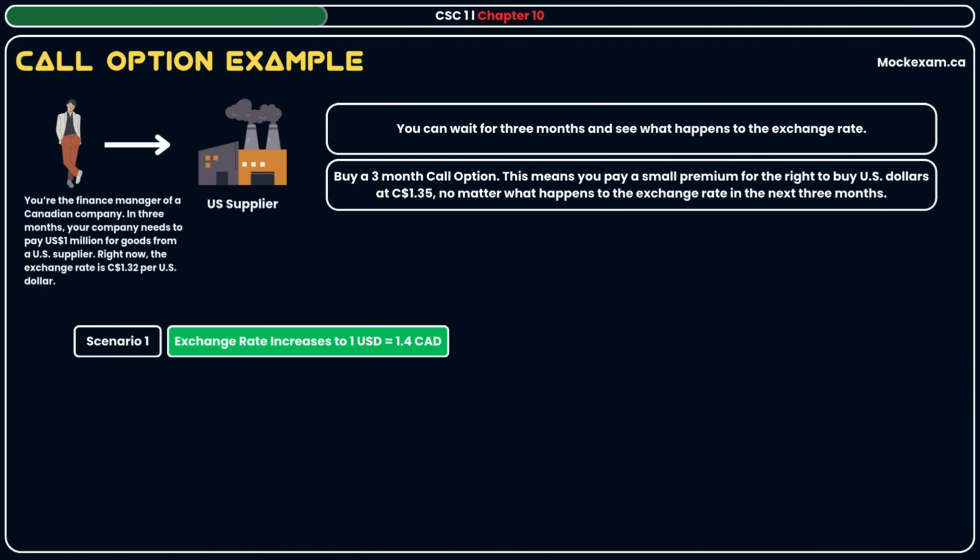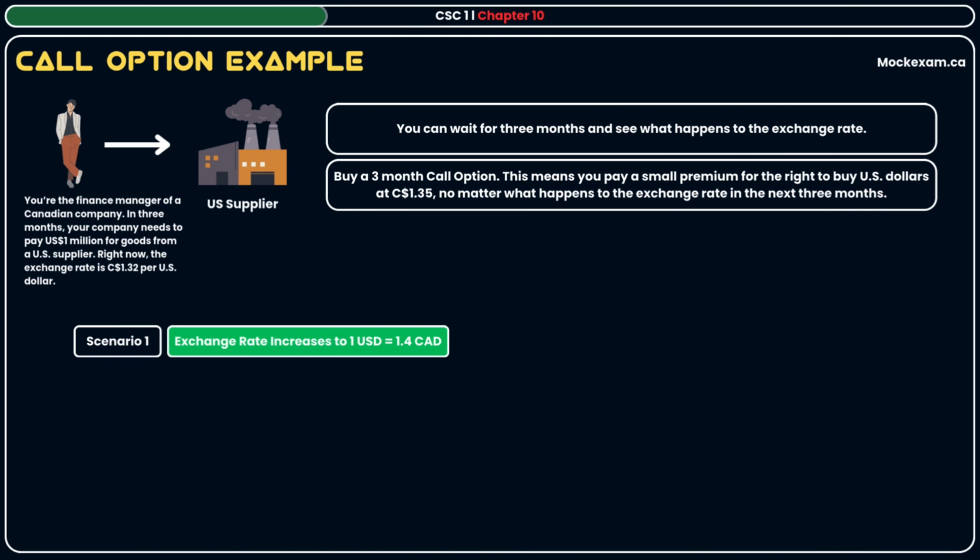But scenario number 2 is the exchange rate decreases to 1.2. You won't exercise the option, because if you exercise, you have to buy it from the other party at 1.35, whereas out there in the market you can buy it at 1.2. The only thing that you will lose is the premium you paid. You just let your call option expire and do nothing, and you need to say goodbye to your premium.